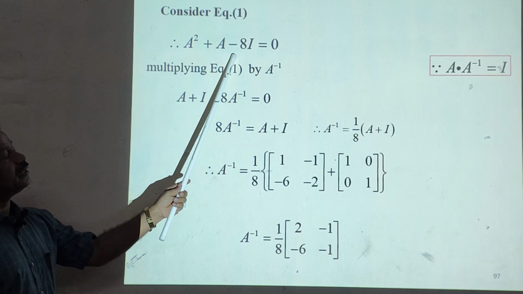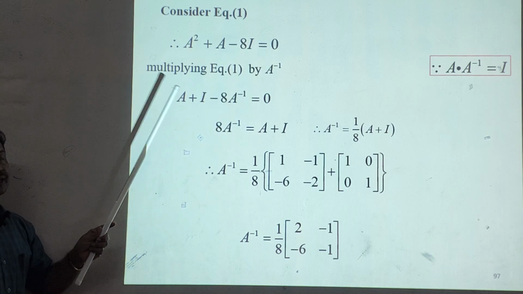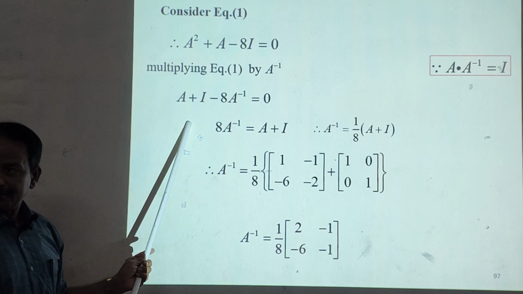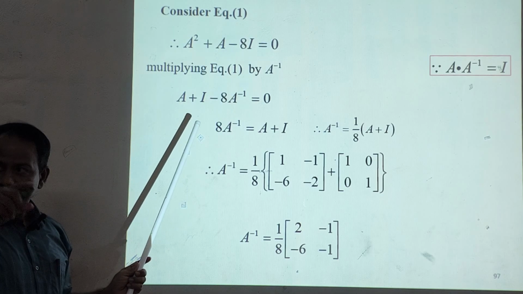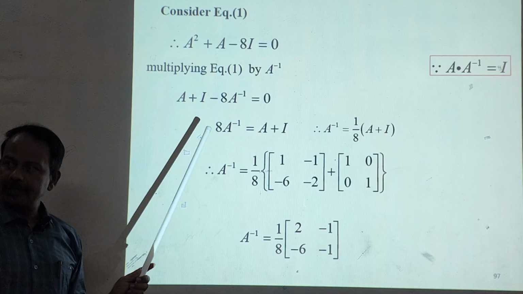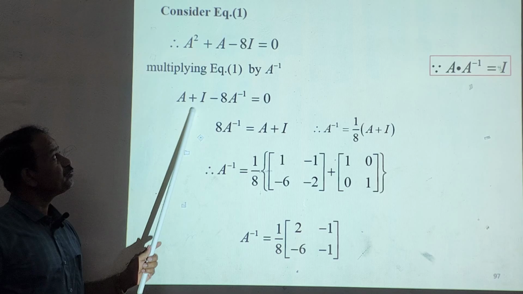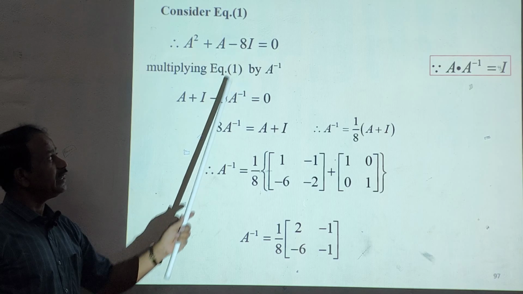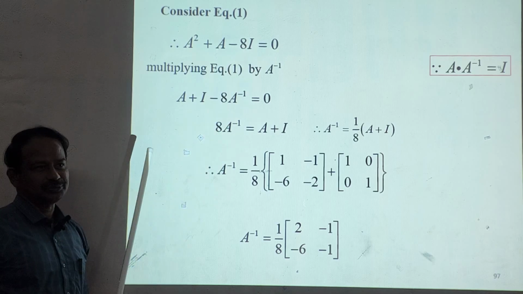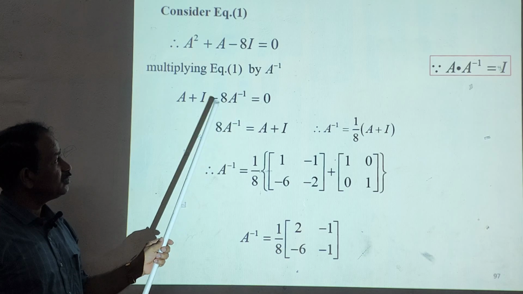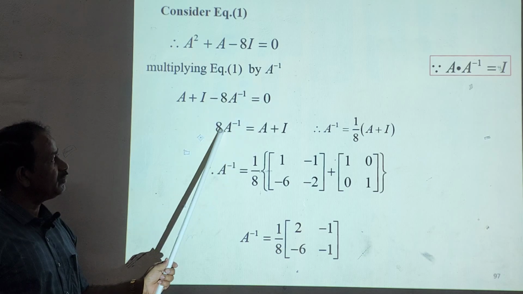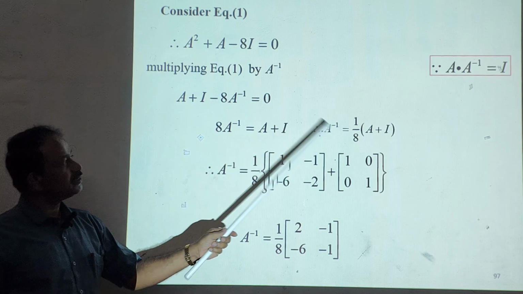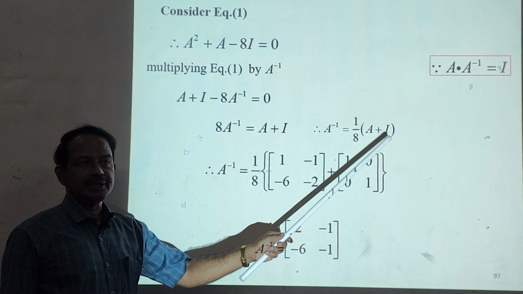So A squared plus A minus 8I equals 0. Just multiply on both sides by A inverse. A inverse A squared will be A, correct? So A squared divided by A will get cancelled, so one A will be left out. So A, then A inverse A will be identity matrix I, plus I, minus 8 A inverse, which is equal to 0. Our aim is to find out A inverse. So you bring this term to that side. So you have 8 A inverse, you just keep as it is. So you have A plus I. So A inverse will be 1 by 8 times A plus I.